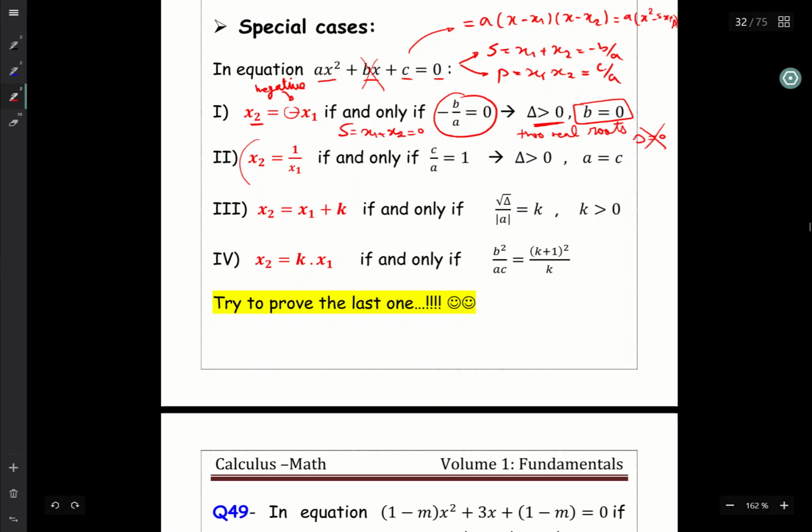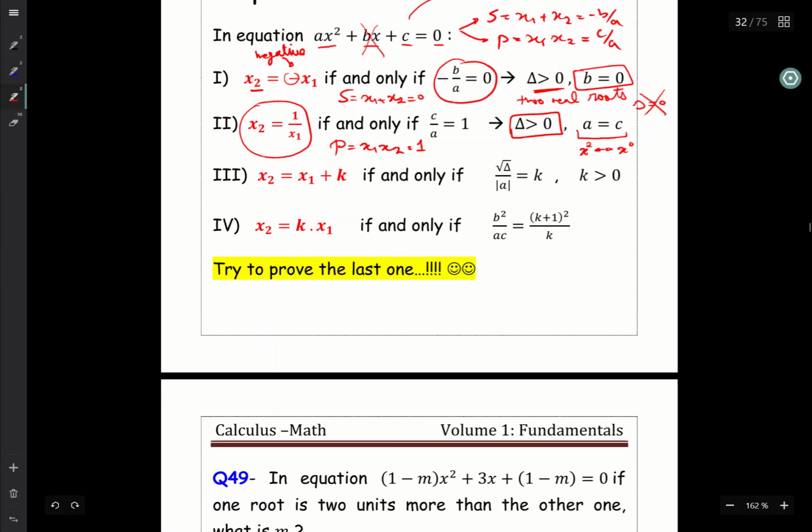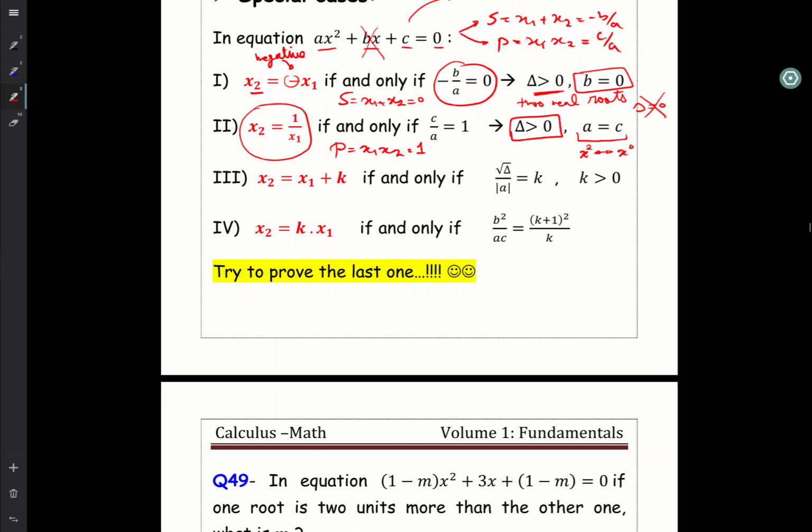If the two roots are inverse of each other, then the product x1 times x2 is 1. This means c over a is 1. This means that if delta is positive, so that I have two real, distinct roots, then a and c are equal. The coefficient of x squared should be equal to the constant coefficient. Okay, later on we see the relation between this and the fact that we can create another quadratic equation whose roots are the inverse of this quadratic equation's roots.